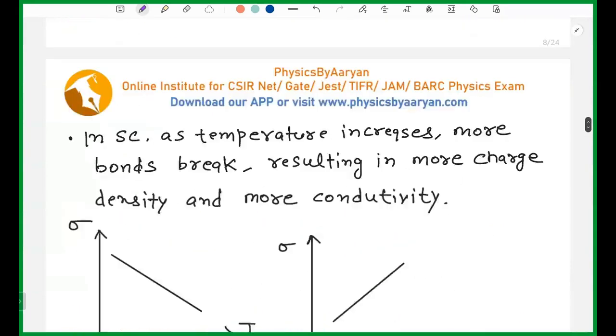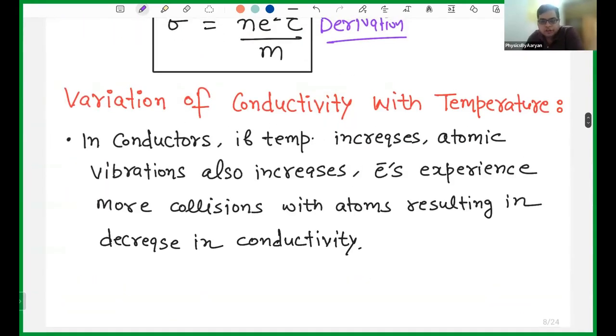Okay. Then let's talk about the variation of conductivity with temperature. And you guys know it. What happens to the conductivity if I increase the temperature in semiconductors? Let's say I have a semiconductor and I'm increasing its temperature. What will happen to its conductivity? So it will increase. Any MSc, BSc student knows that.